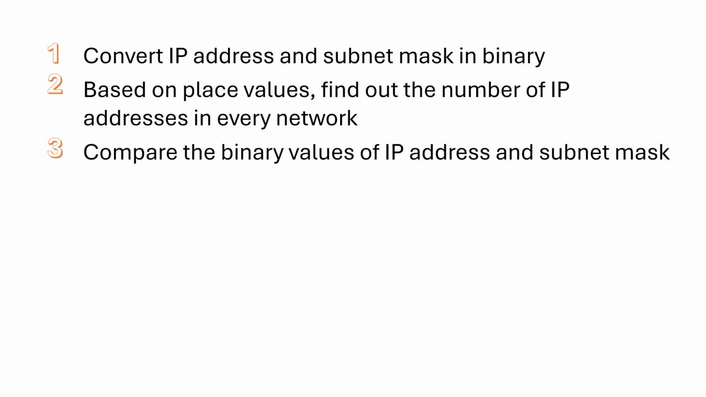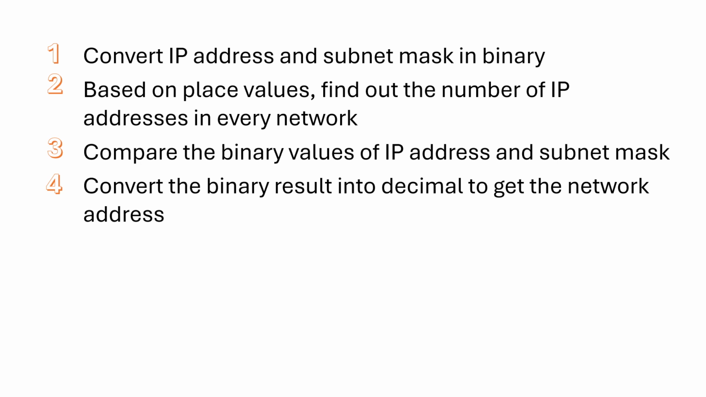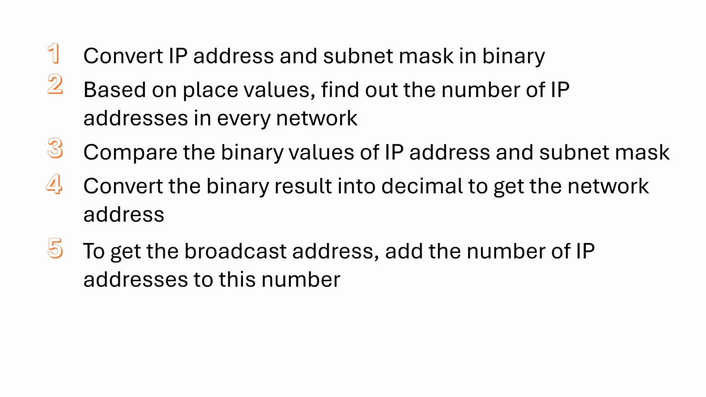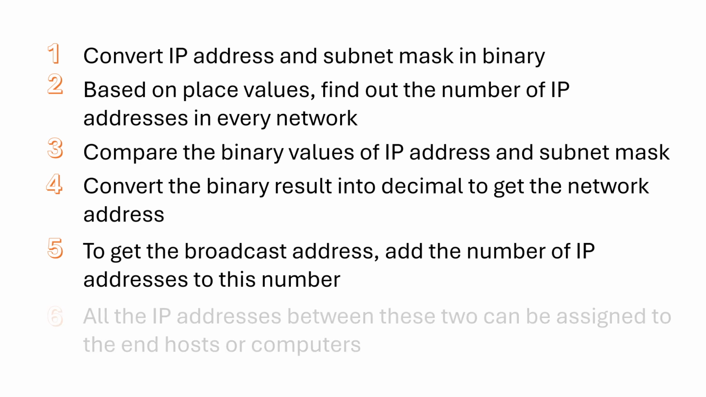Once you have compared both binaries and have the result, convert the resulting binary into dotted decimal to get the network address. If you want to find out the broadcast address, add the maximum number of IP addresses available in the subnetwork to the network address. In our example, the total number of IP addresses available was 64, so we count 64 starting from 0 and get 63. This will be the broadcast address. Now we know that any IP between the network address and the broadcast address can be assigned to end hosts or computers.